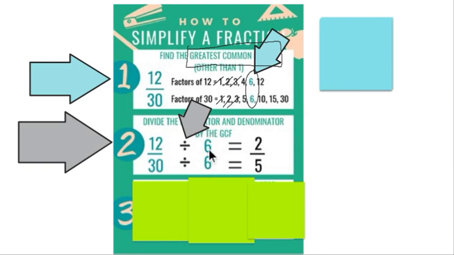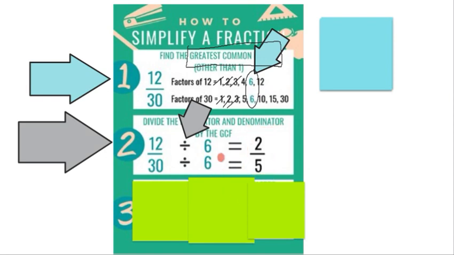Now we need to do 12 divided by 6, which is going to give us 2. And then we need to do the same thing to our denominator, 30 divided by 6, which is going to be 5. So now our new simplified fraction is going to be 2 over 5.